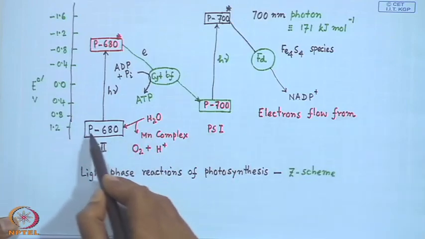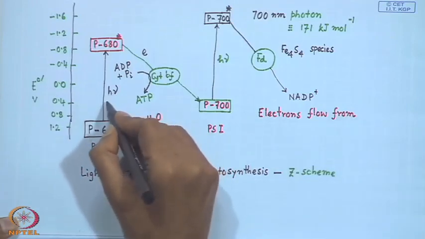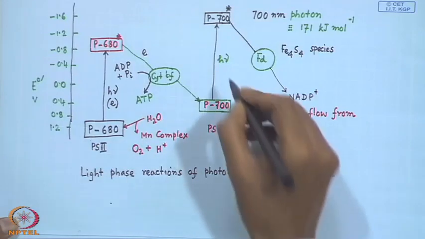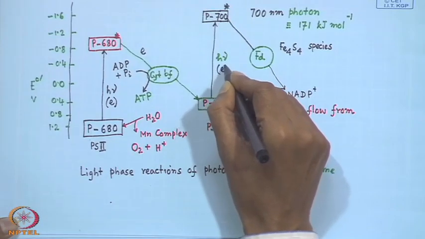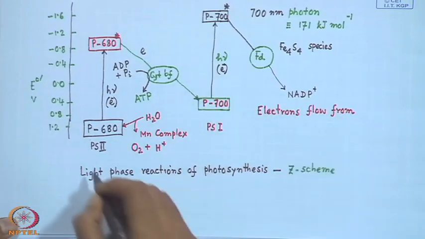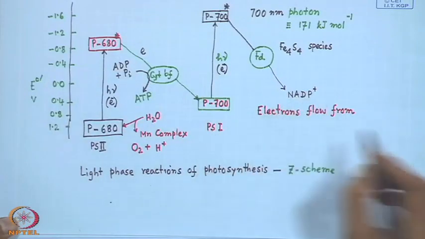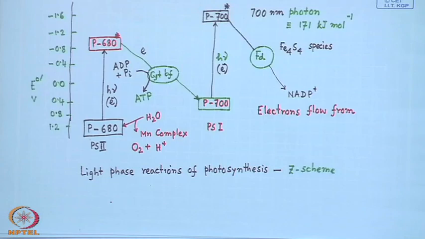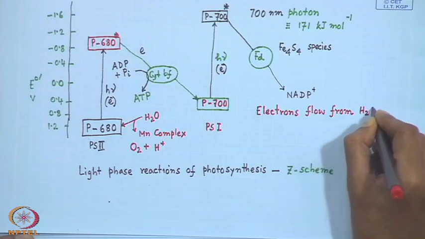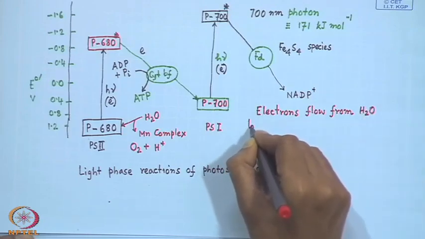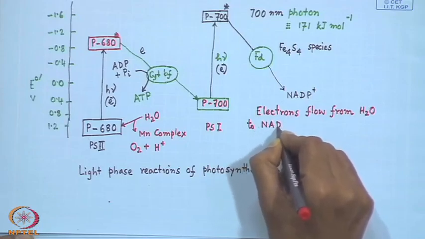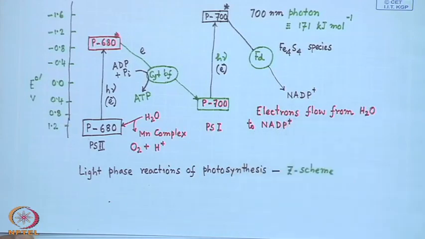from here, this is moving from here. So, this h nu can be responsible for electron transfer. This h nu can also be responsible for electron transfer. From here it is moving to NADP plus. So, electron flow is taking place from H2O to NADP plus.